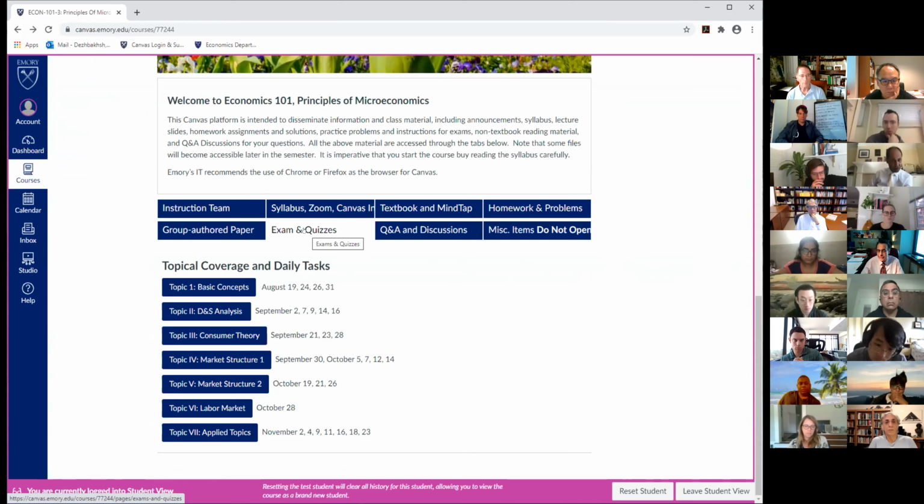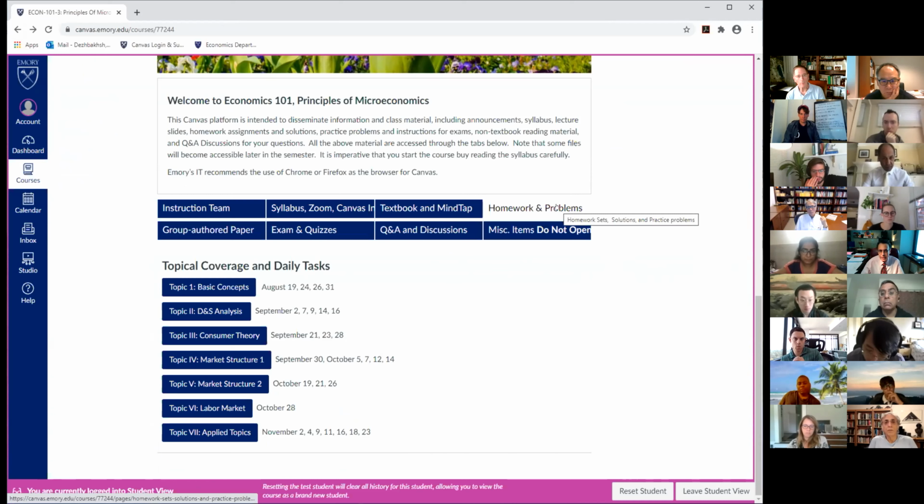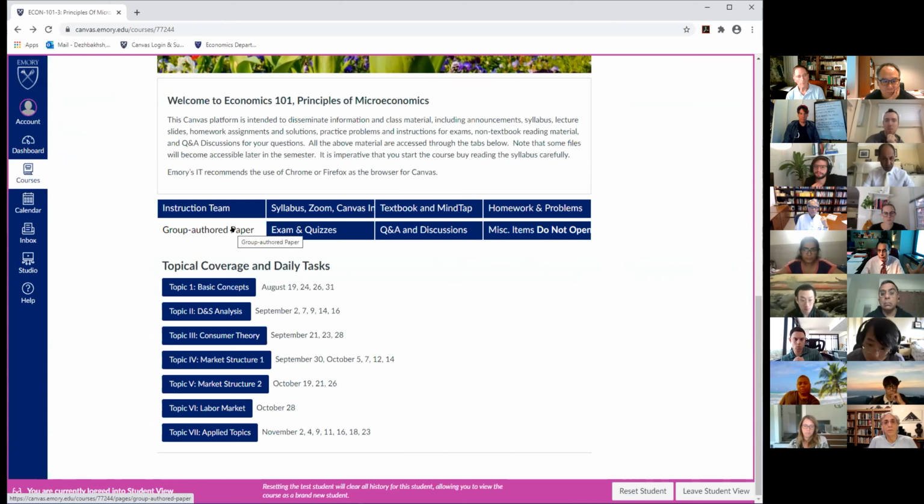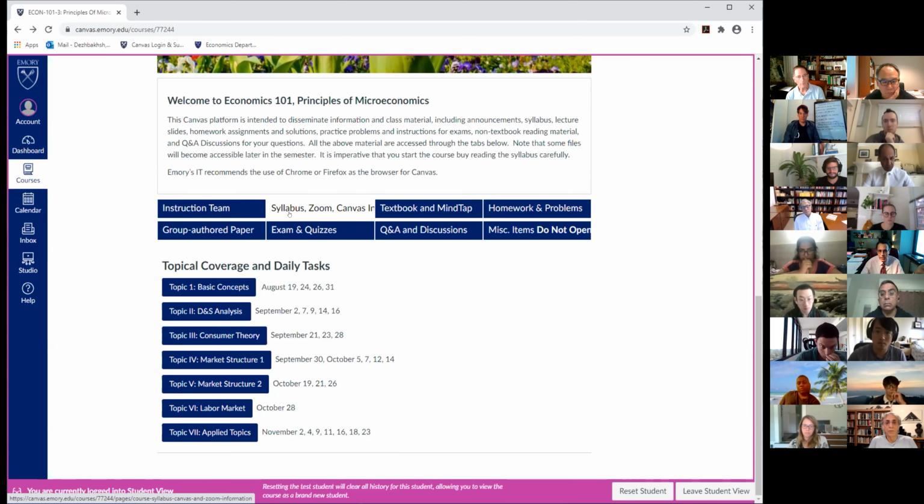If they want to take any exam or quiz, all they have to do is click on that. When the right time is for the right quiz, that quiz becomes visible. Q&A discussion they put here. And then any homework is here with the problem. They have to do a paper. All the information related to that paper is there, including the button that they have to press when they want to submit the paper. So the textbook information is here. The syllabus is right there, along with Zoom and Canvas information. So this is administration, and we went over it the first day of class.